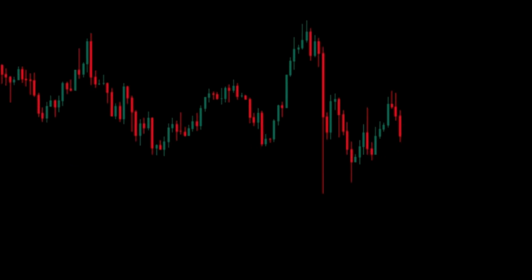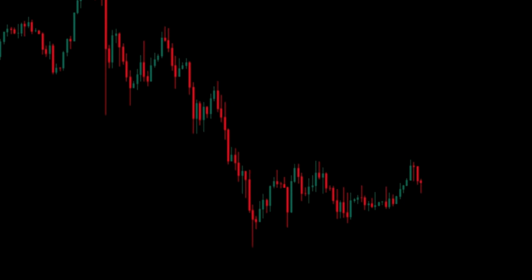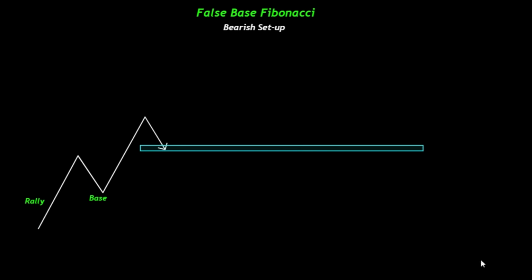First of all, let's see what the core idea is and how we can use it in order to get potential short opportunities. A false base Fibonacci bearish setup looks something like this. See, a normal uptrend usually consists of a few rallies and a few bases, or the correction to those rallies. Each base creates a support zone, which sets the stage for the next rally, pushing the candles to higher levels. But sometimes something different happens.